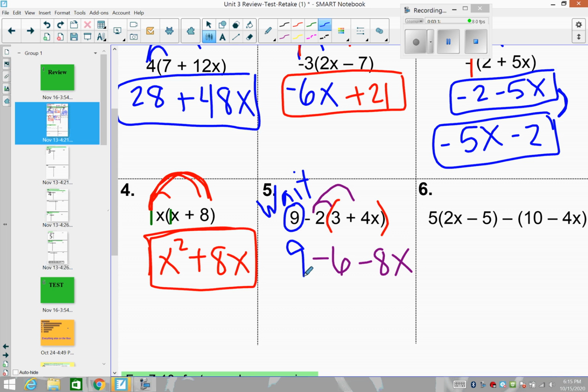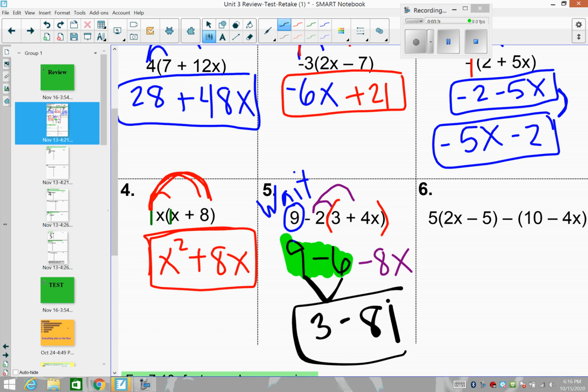Next step is to combine like terms. So any like terms we want to combine. So 9 minus 6 is 3. Subtract 8x. Unlike terms. Oh, this is supposed to be an x. Unlike terms. So 3 minus 8x, we cannot simplify after that. Next problem.